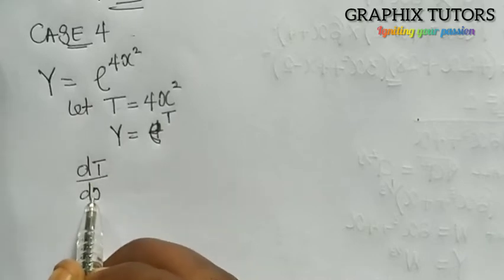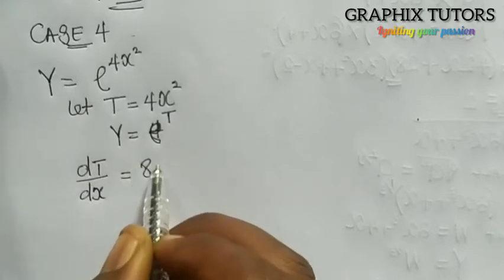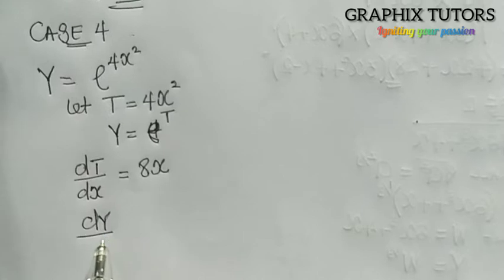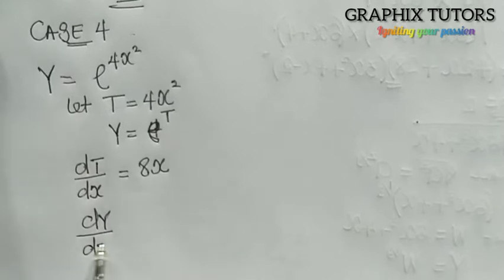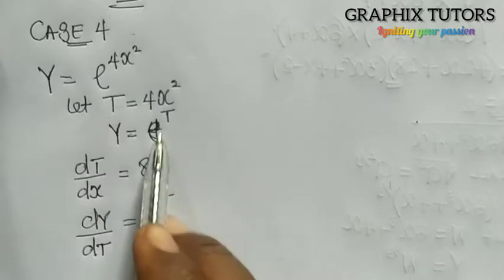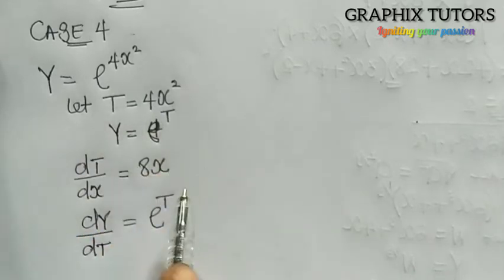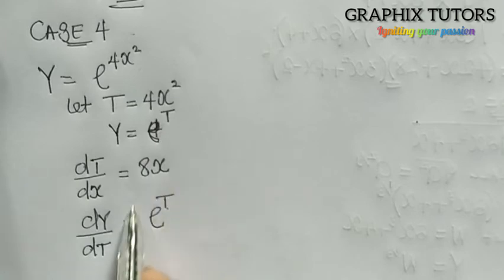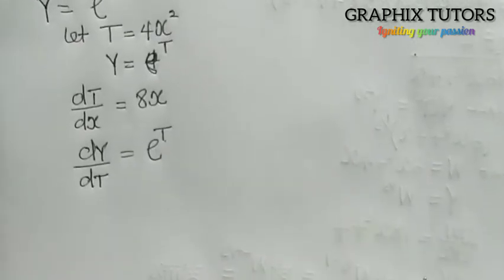Right? And dy all over dt will give me e to the power of t. So when you differentiate e^t, you have e^t. Call it exponential t. Whenever I differentiate it, it will always give you back what you have. So from here, what I will do is this.